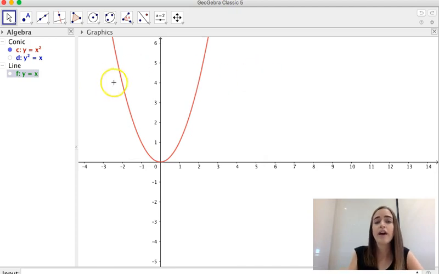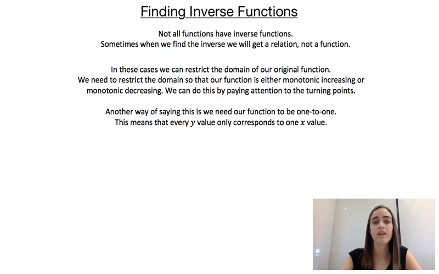test. So if our original function doesn't pass the horizontal line test, which means that if it's possible to draw a horizontal line through our function and it'll cut our function more than once, then that means our inverse function isn't going to pass the vertical line test. So in these cases where it doesn't pass the horizontal line test, what we can do is restrict the domain of our original function so that it will.